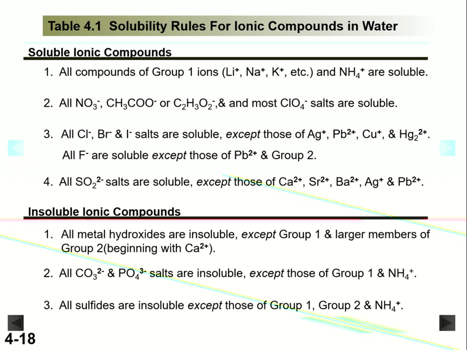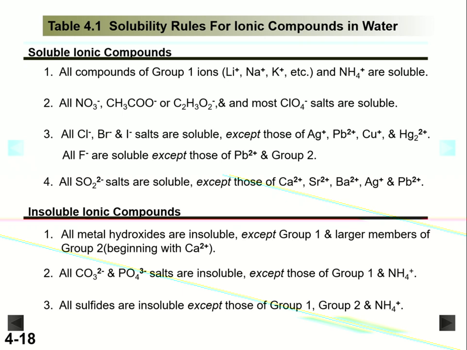All the chloride, bromide, and iodide salts are soluble except silver, lead 2, copper 1, and mercury 1. All fluorides are soluble except those of lead 2 and group 2. All sulfates are soluble except those of calcium, strontium, barium, silver, and lead 2. Now, when I said mercury 1 above, you'll notice it's Hg2 2+. That's 2 Hg plus 1 atoms stuck together. Mercury's a little unusual that way. So it's a special ion, and that's why we call that mercury 1. So these are the soluble salts.